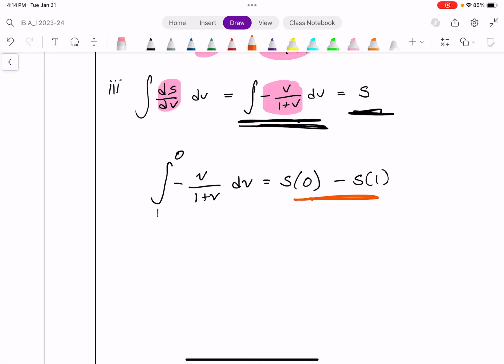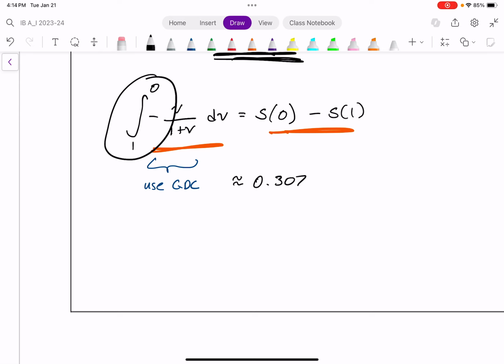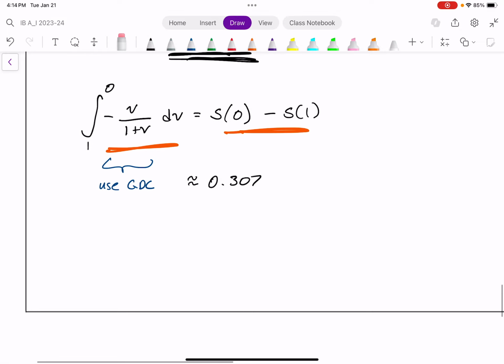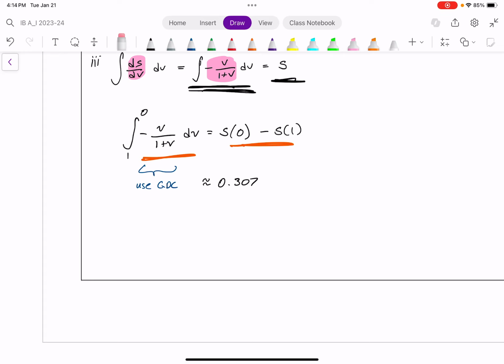Now, I don't actually need to figure this out by hand. I just need this, which I can do on my GDC quite nicely. And so we want to use our GDC here. I should really quickly get to about 0.307. If you're getting a negative number, you probably have your integral the wrong way around. You probably have a 1 at the top and 0 below. Keep in mind, again, it does say we are starting with a velocity of 1 meter per second and coming to a rest. So that's why I have it like that. And this is a position, so this should be in meters as our answer.